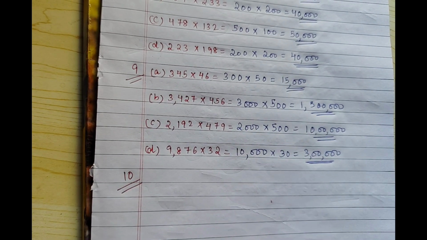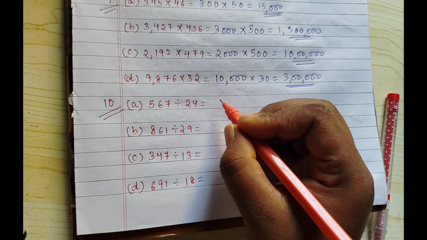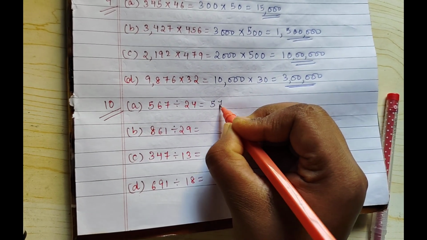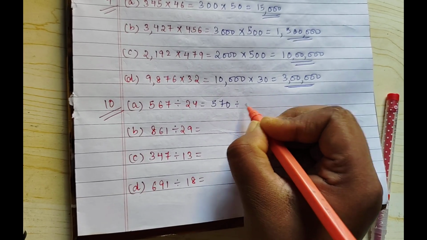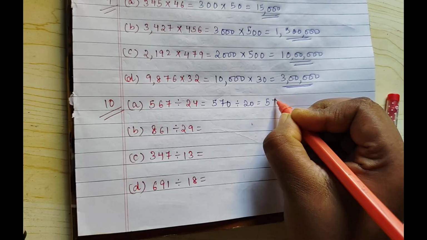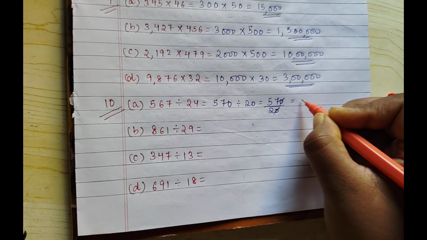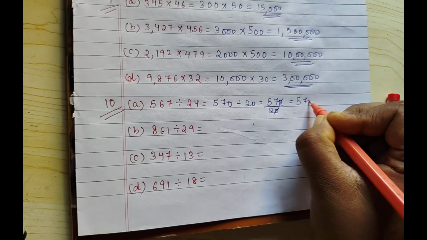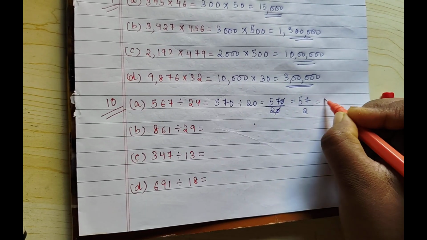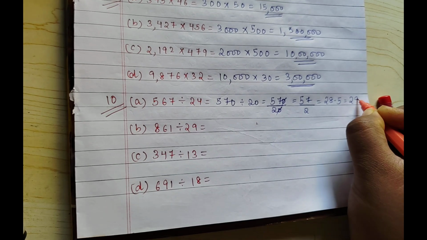Question number 10. Find the estimated quotient for each of the following. So 567 should be rounded up to 570. Then 24 should be rounded down to 20. Then 570 by 20, cut the 0, 57 by 2. The answer will be 28.5. Then we should round it up to 29.